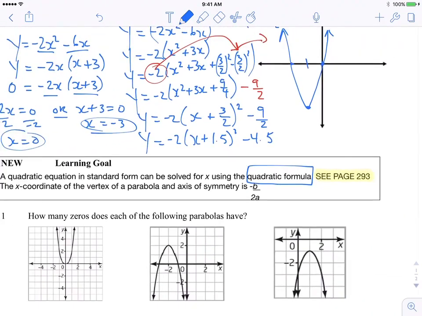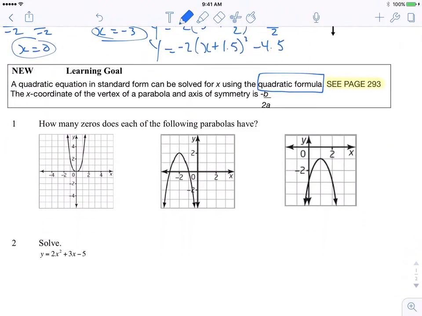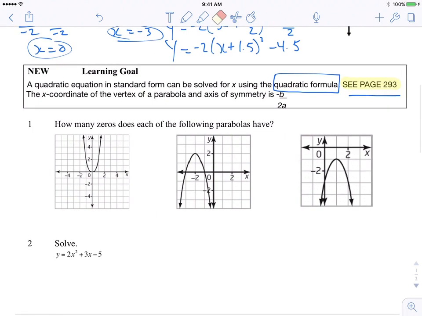All right. Here are the learning goals. A quadratic equation in standard form can be solved for x using the quadratic formula, which I'm going to show you in a second. But it's very important that you see page 293. On that page of the textbook, it shows you that when you take the equation y equal ax squared plus bx plus c, and you complete the square, you can basically rearrange this formula so that you have x equal, and you have a formula for the roots. And that's the formula I'm going to show you. But it's important to understand what I just said by reviewing page 293.